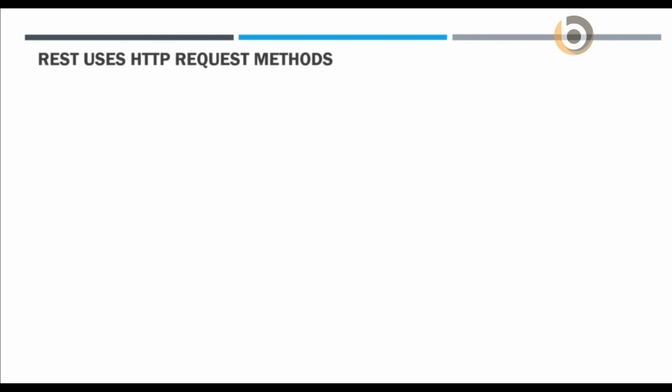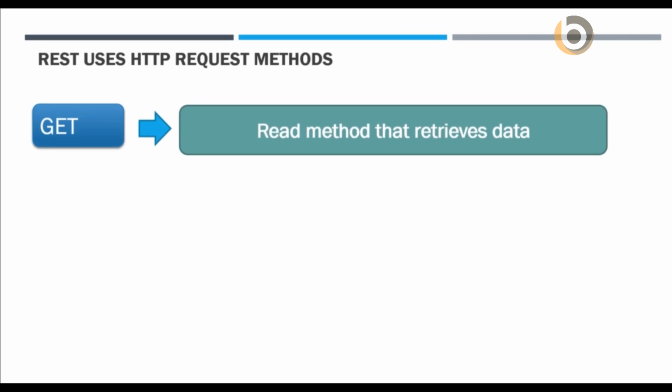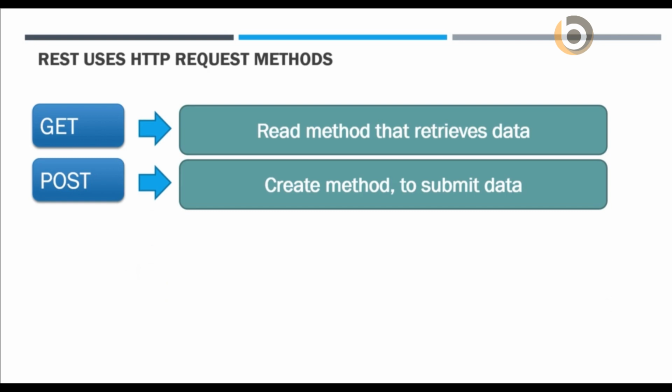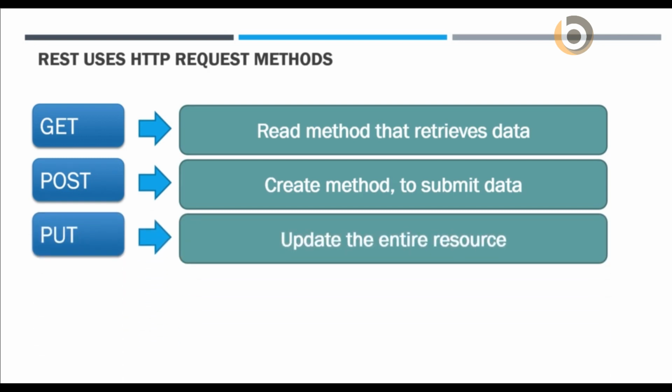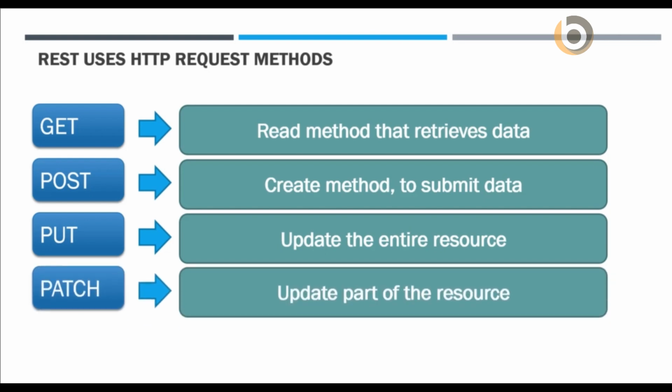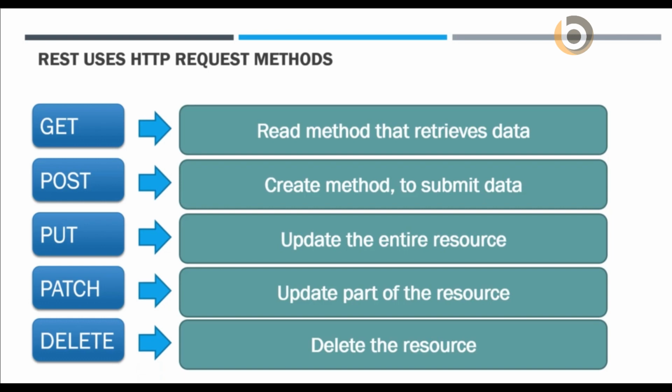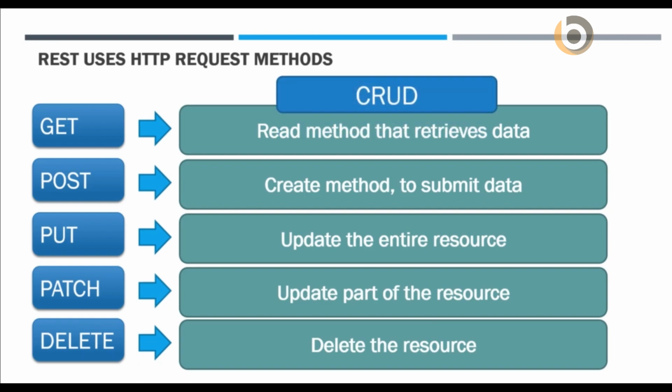Remember, REST APIs use the HTTP request methods to accomplish CRUD operations. It tells the server what the request coming in wants to do. And for a quick recap of REST APIs, the request methods typically include get, which is the read method that retrieves data, post, that creates and submits data, put, that updates a resource, patch, that updates part of a resource, and lastly delete, which deletes a resource. And again, these are known as the CRUD operations, which stands for create, read, update, and delete.